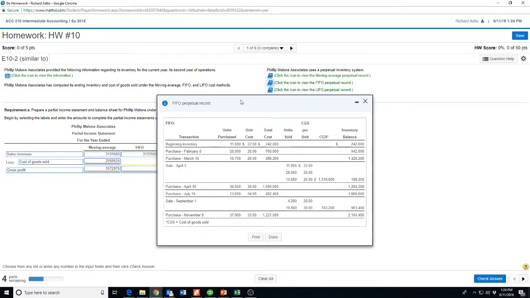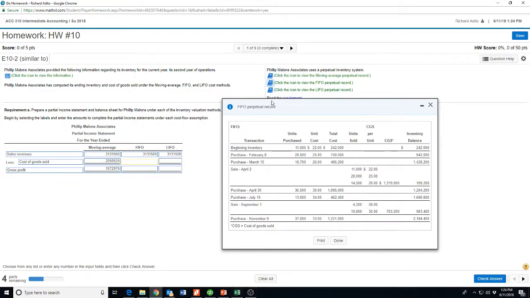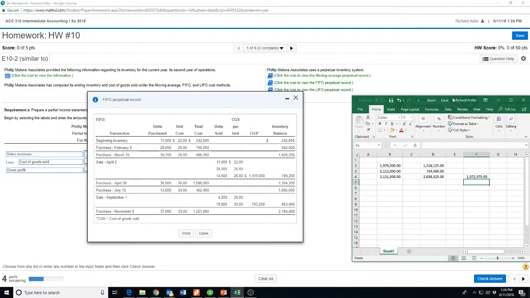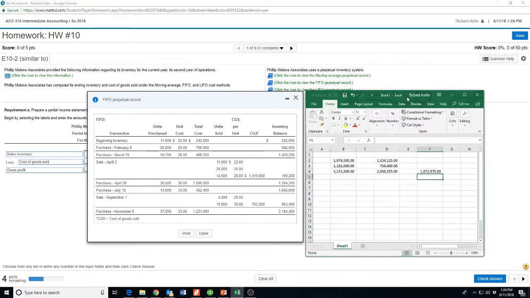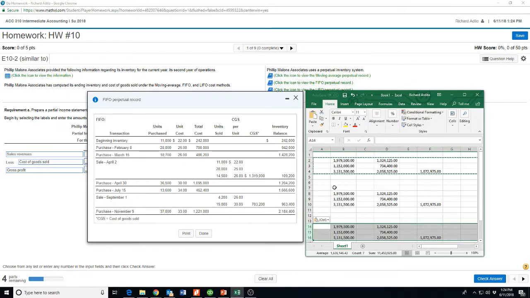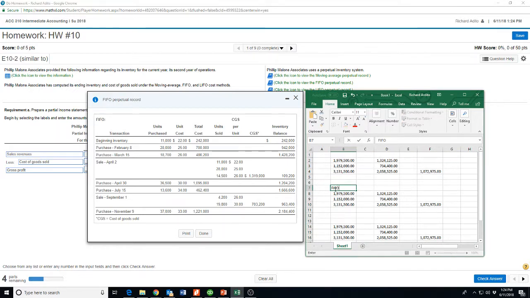Here's a perpetual record for FIFO. So we're going to move this over here so we have room to see my Excel sheet. I'm going to duplicate this a couple times. So this is going to be FIFO, just in case we need this information again. Moving average, and this is going to be LIFO now, but we're going to need to replace these.